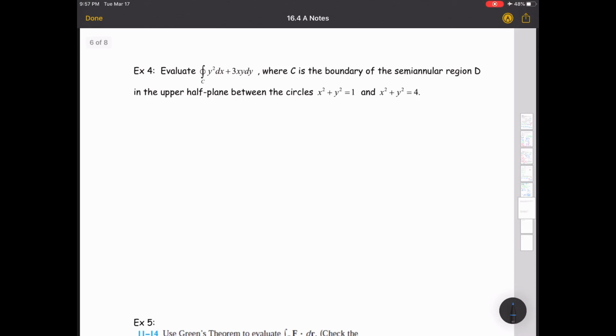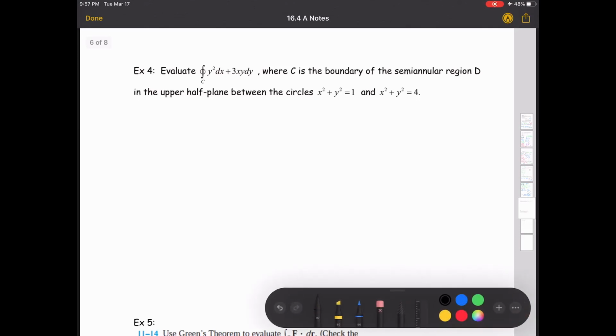Semi-annular region, I've actually never heard that before. Well, it's not true. I had heard of it, but I had never heard of it before doing this specific example. So this is what this is talking about.